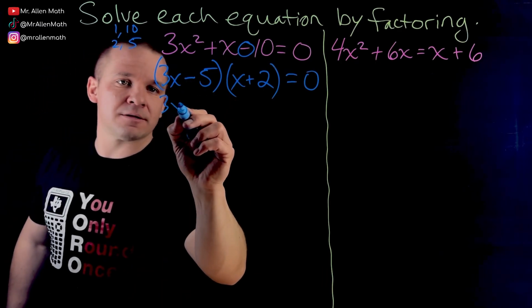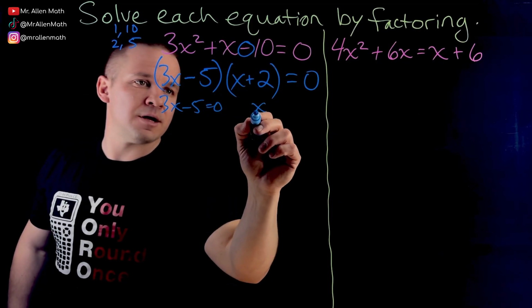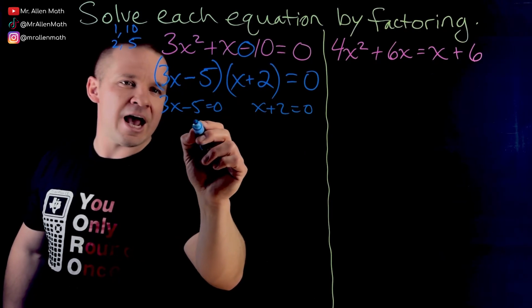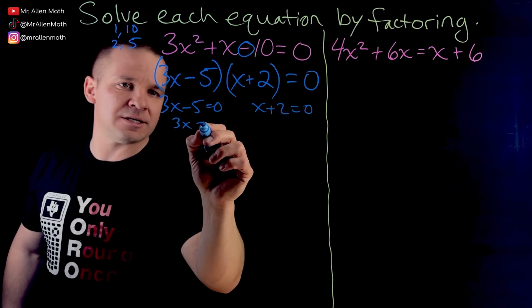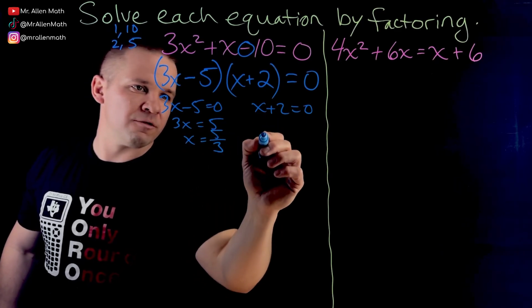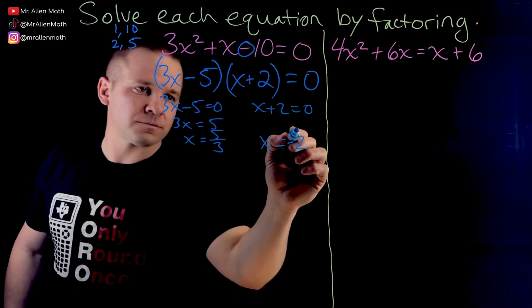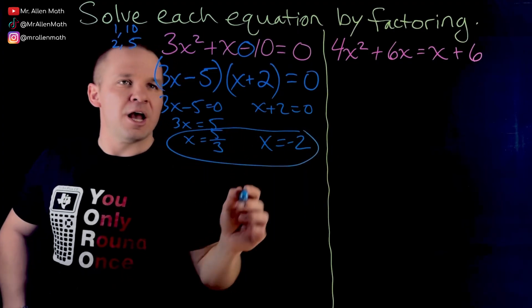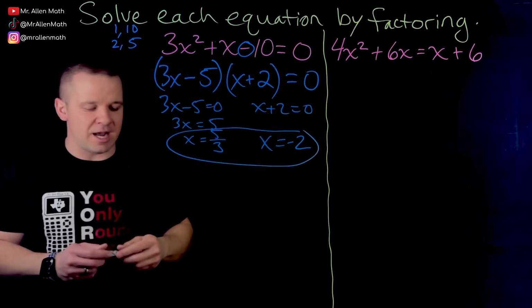So we get 3x minus 5 equals 0. X plus 2 equals 0. Add 5, divide by 3. So 3x equals 5. X equals 5/3. And over here I get x equals negative 2. Yay!